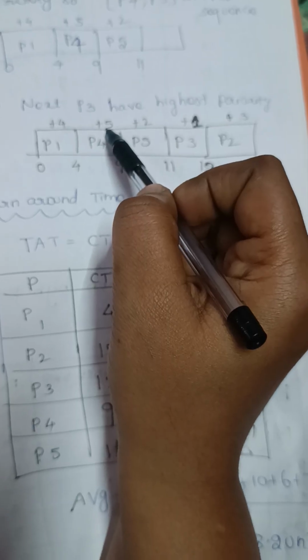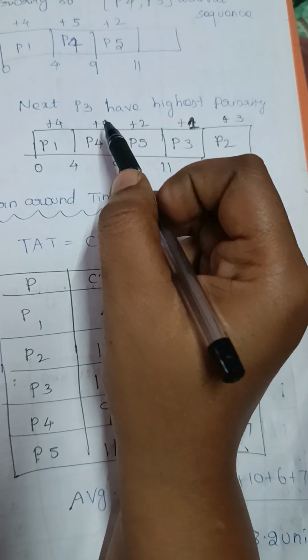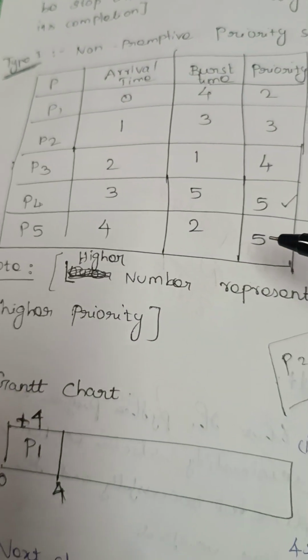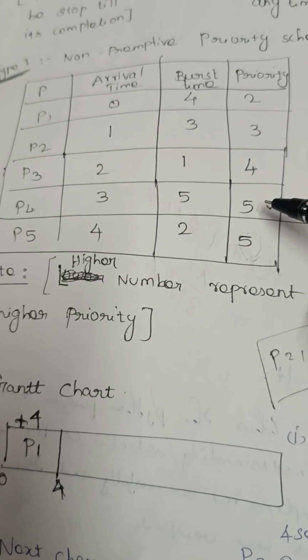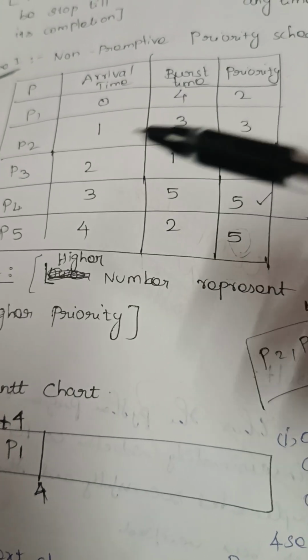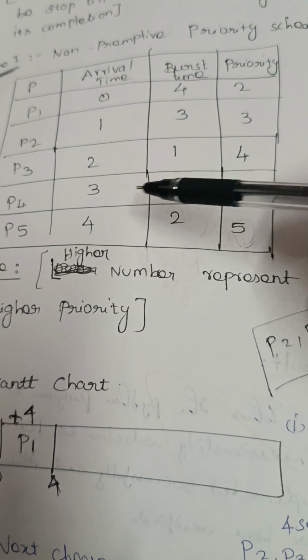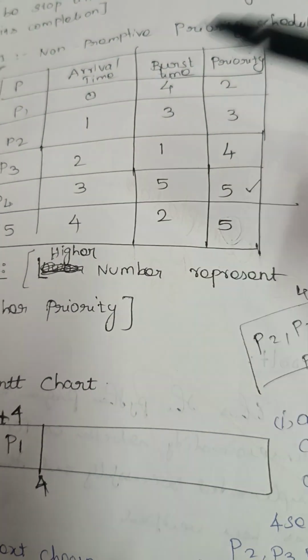That burst time is 5. So 4 plus 5, we got 9. And then the second highest priority is P5. Same priority value for P4 and P5, so choose by the arrival time. Based on that we choose the process.